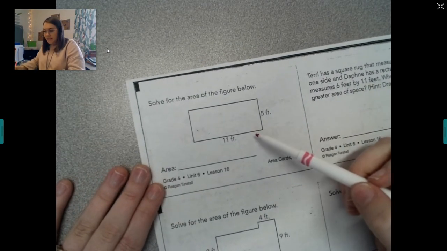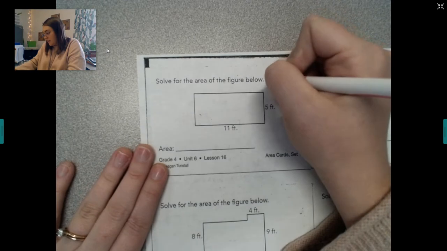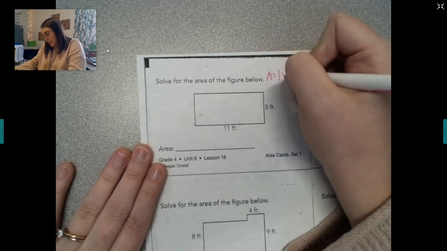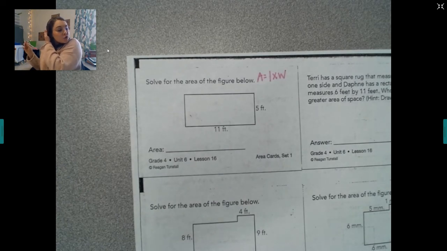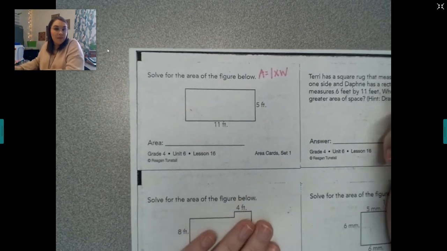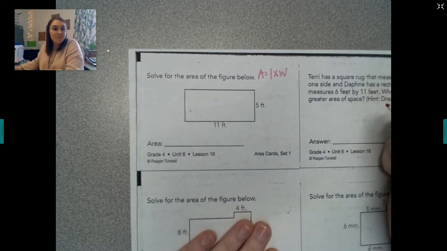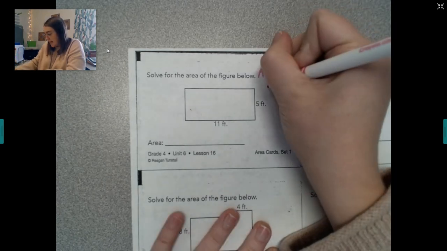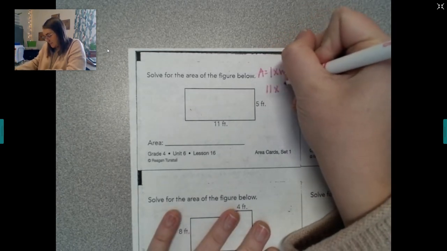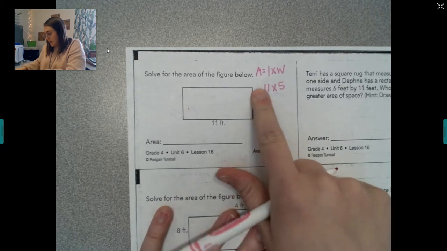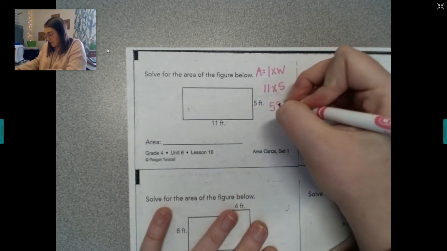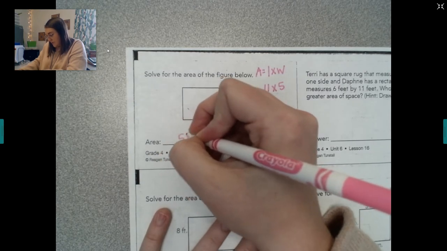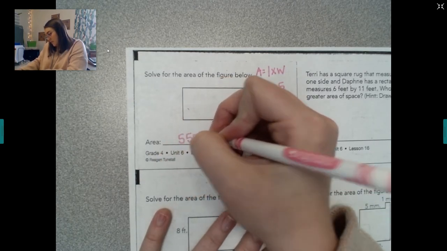So let's try another one. If I did this one, area equals length times width, what would I do? What 2 numbers am I going to multiply? I hope you said 11 times 5, length times width. So 11 times 5 is 55. So we've got 55 feet squared. Okay.